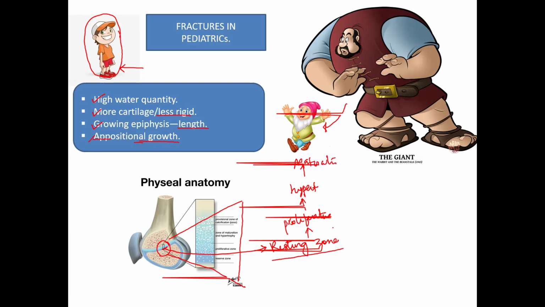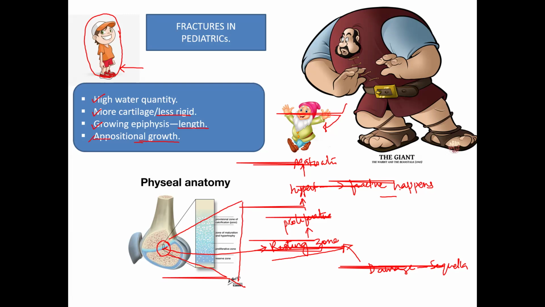So we have four zones: resting zone or germinal layer, then proliferative zone, hypertrophic zone, and lastly maturation layer. This is very important because any damage to the resting zone will be permanent and may result in sequelae. Then second is the hypertrophic zone. Here the cells are very low. So this is the common zone where the fracture happens in the physis. Fracture happens in the hypertrophic zone.